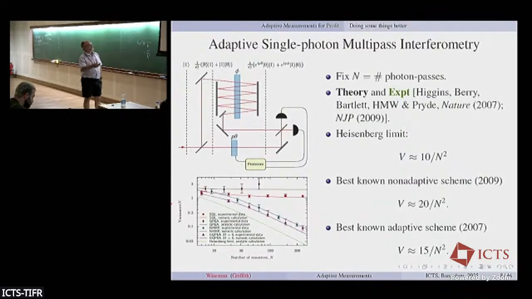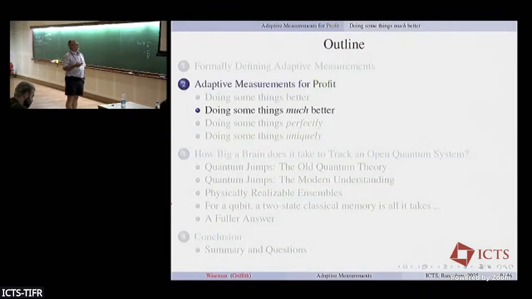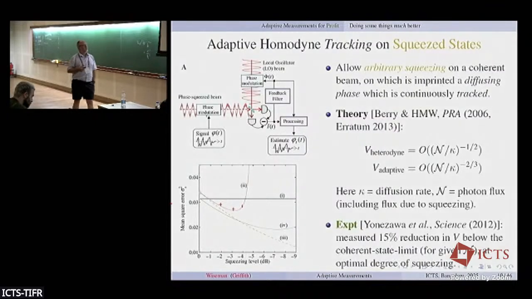So you can do better, right? So these are examples of doing things better. But it's more interesting if you can do things much better, meaning a different scaling. Okay, and so to do that, typically you have to do not just use adaptive measurements, but also use some form of non-classicality, such as squeezed states or entanglement.